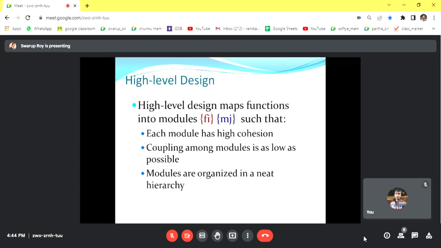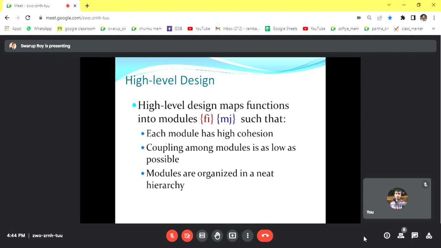Now we know what high level design is. We have already discussed that high level design means modules and the relationship between them. Basically it maps functions into different modules. That means you are clubbing a set of functions inside a module. How you are clubbing will decide how good that design is, how strong the cohesion is, and how low the coupling is. So you have decided a set of functions and how you are clubbing them as modules.